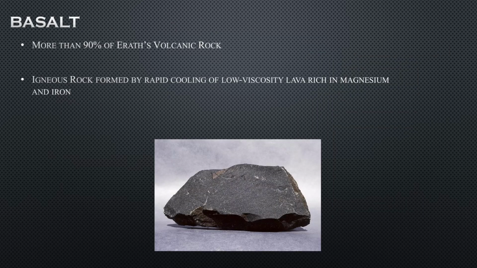So that's for olivine. My next focus is basalt. So basalt is an igneous rock formed by the cooling of low viscosity lava rich in magnesium and iron. It makes up almost 90% of all volcanic rock on Earth, so it is another major deposit of silicate rock that humans have access to.